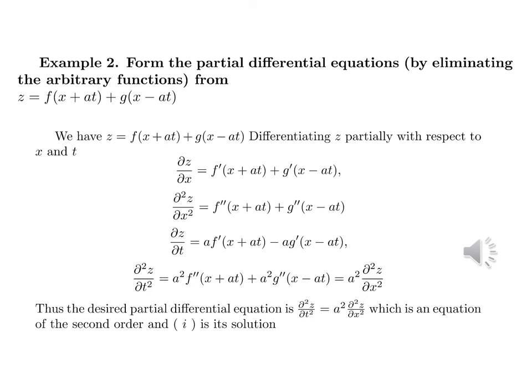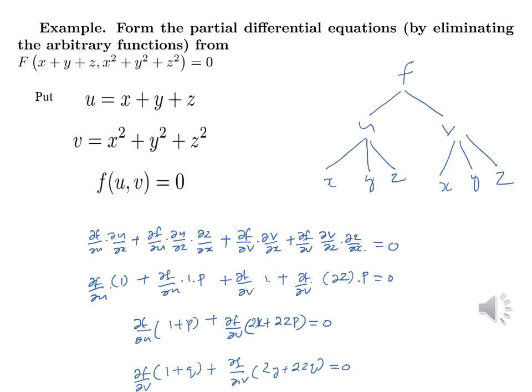Here you can see that the equation consists of two arbitrary functions. So you have to find up to second order partial derivatives. After forming the second order partial derivatives, you can eliminate the arbitrary functions f and g. Let us see another type of problem to eliminate arbitrary functions and develop a partial differential equation.